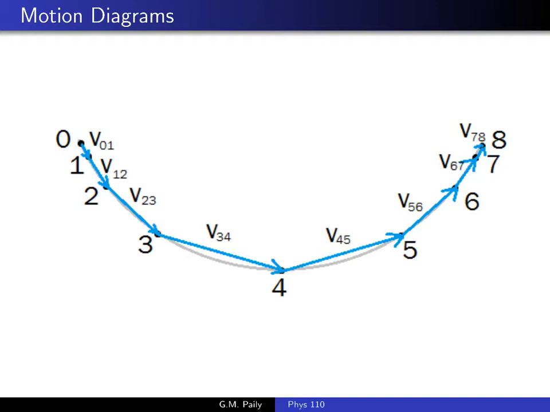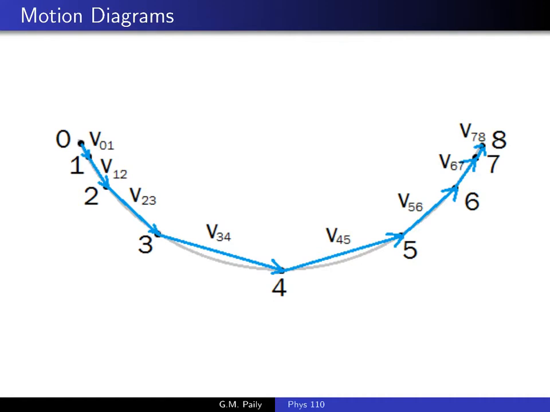Here are the velocity arrows. Indeed, we can see that their lengths are getting larger up to the midpoint and then getting smaller. However, unlike previous examples, we notice that the direction of the arrows does not stay constant. The direction of v23 is not the same as the direction of v34. Now, what would the accelerations look like?